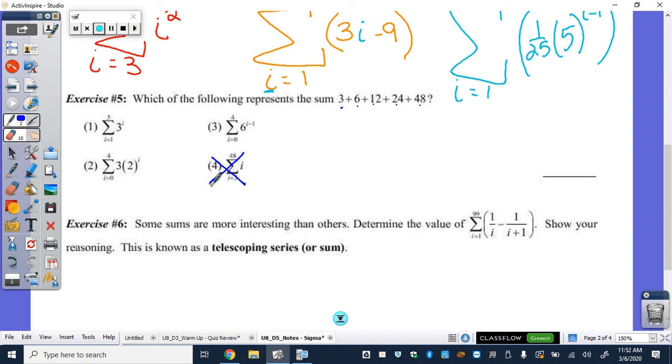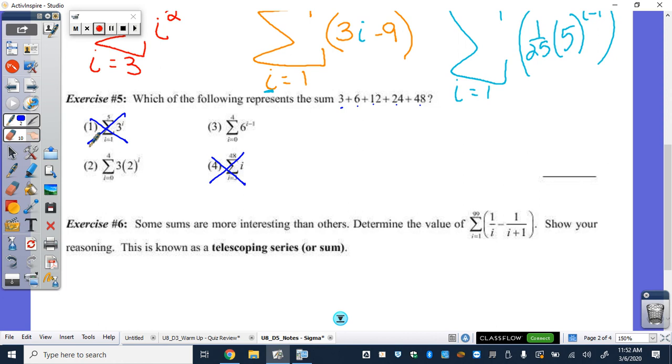So now we'll just try it. Starting with choice number 1, if I plug in a 1, 3 to the first is 3, but then if I plug in my 2, is 3 to the second 6? No. Well, it's not going to be that one.